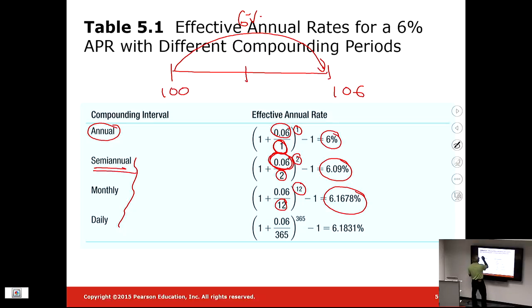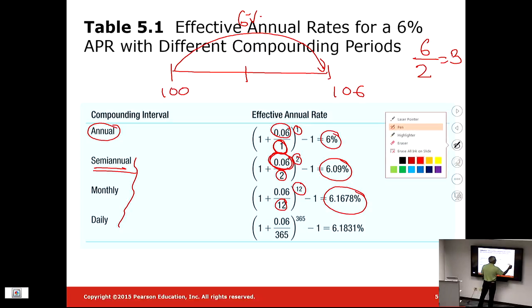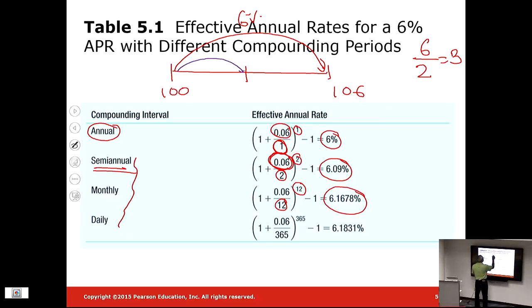That means my APR is 6%. I'm compounding it semi-annually, so the interest rate per compounding period is 3%. Now if I invest that $100, in 6 months this becomes 103. What does 103 become 6 months later?